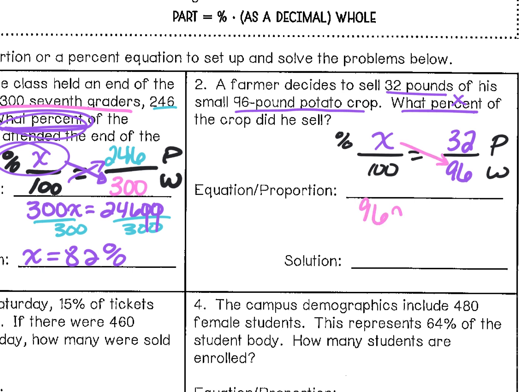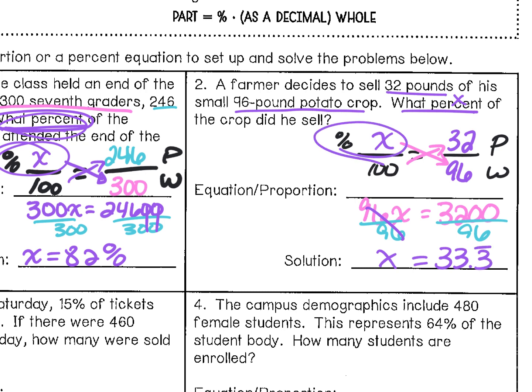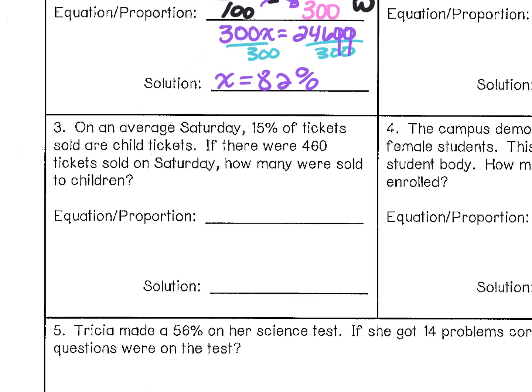We're going to cross multiply. Feel free to pause this at any time, because I may go a little too fast. You should be practicing these. You shouldn't just be copying them down. Make sure you're trying them out. And this one becomes 33.3 repeated. And because we're talking about percent, it gets the percent sign. Okay? So we're going to keep going.